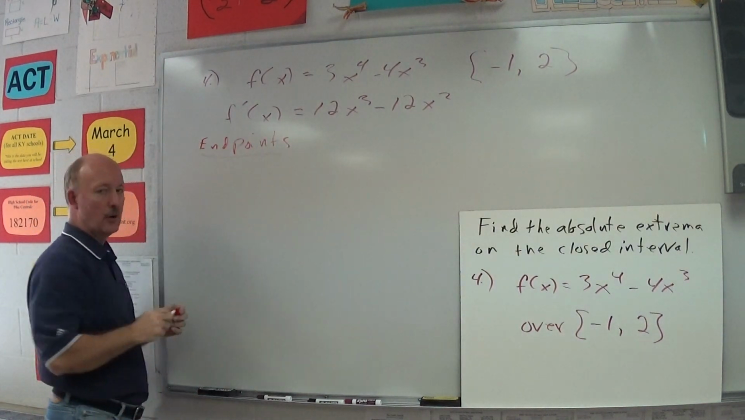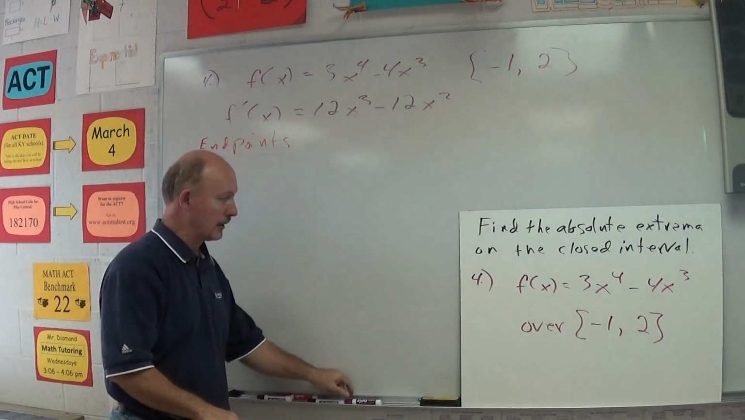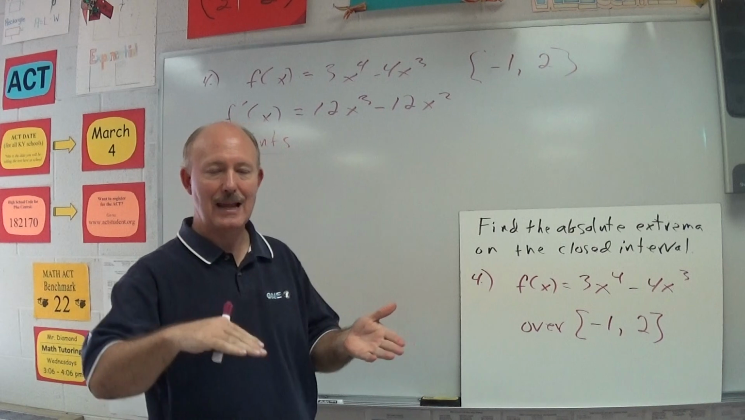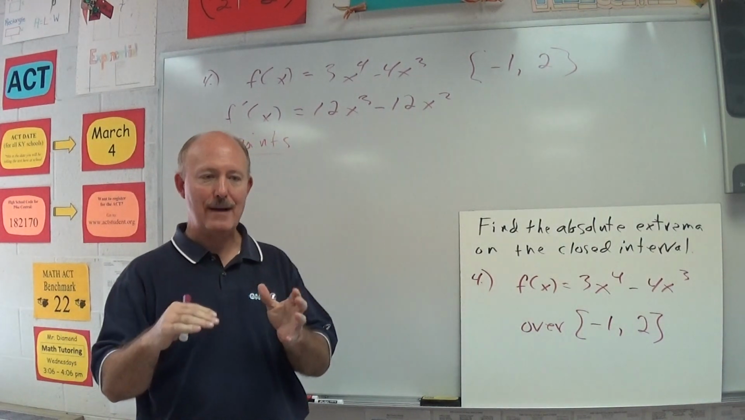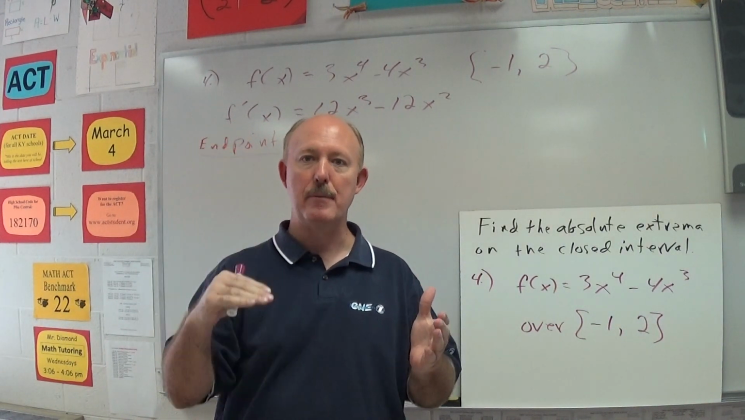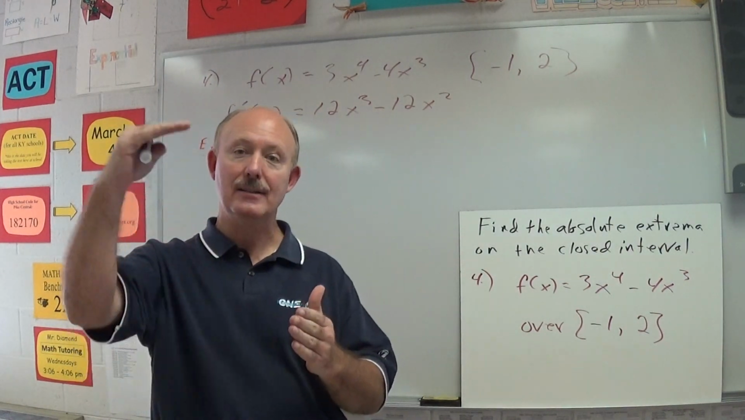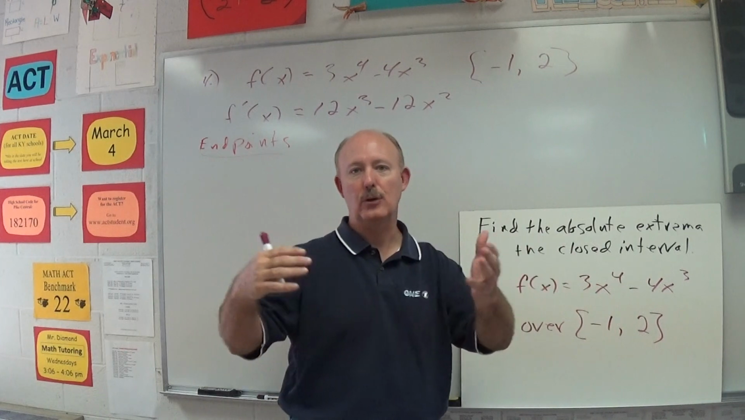Okay, let's check our endpoints. Now to get your endpoints, all we have to do is take each of your endpoints, substitute it into your function, and that'll give us the y value. Now the y value is actually going to be the maximum or minimum value, all right? And the maximum or minimum value will occur at maybe x equal -1 or x equal 2.